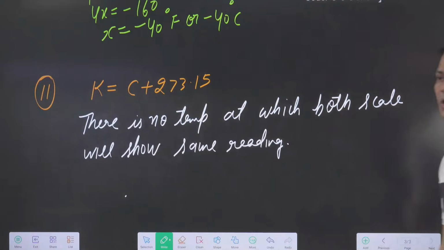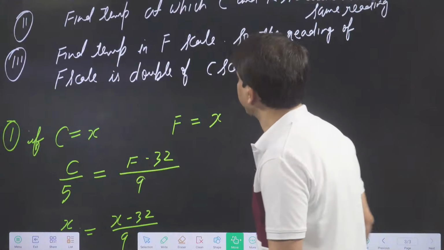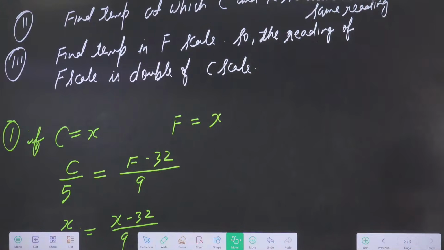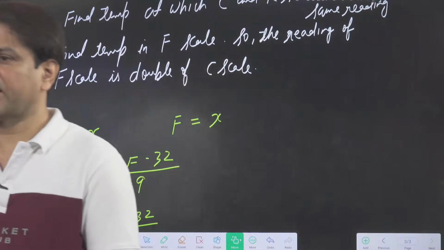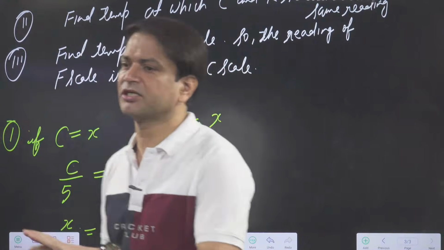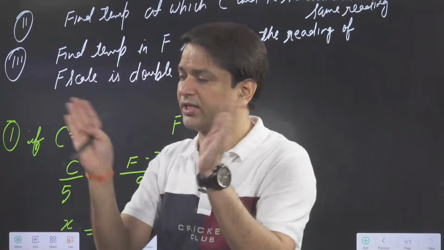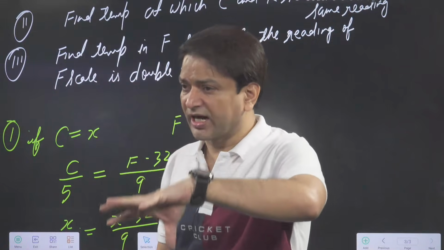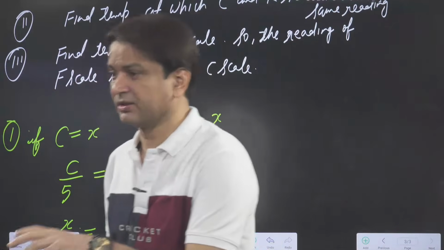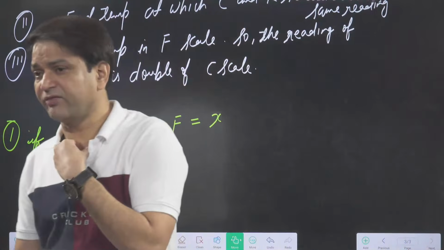Everybody got this? Now the third question I'm asking. In the third problem, find the temperature in Fahrenheit scale at which the reading of the Fahrenheit scale is double that of the Celsius scale. In the first question, both were showing equal and we got -40. But here I'm saying find the temperature at which the Fahrenheit scale shows double the Celsius reading. So I'm asking in the Fahrenheit scale.